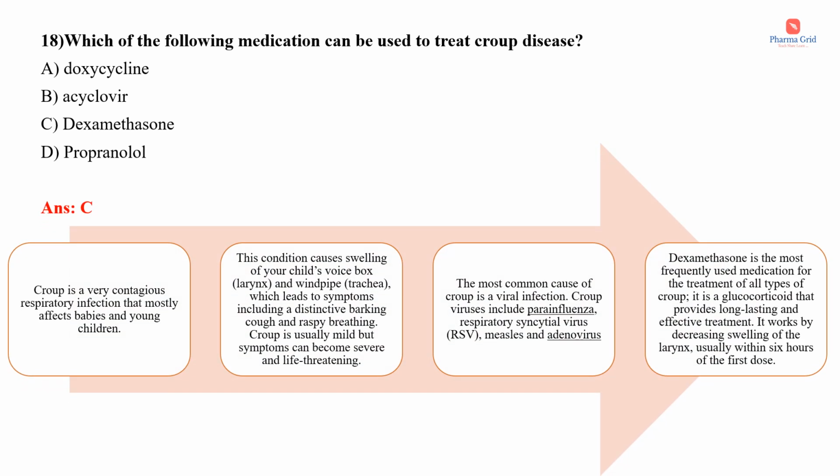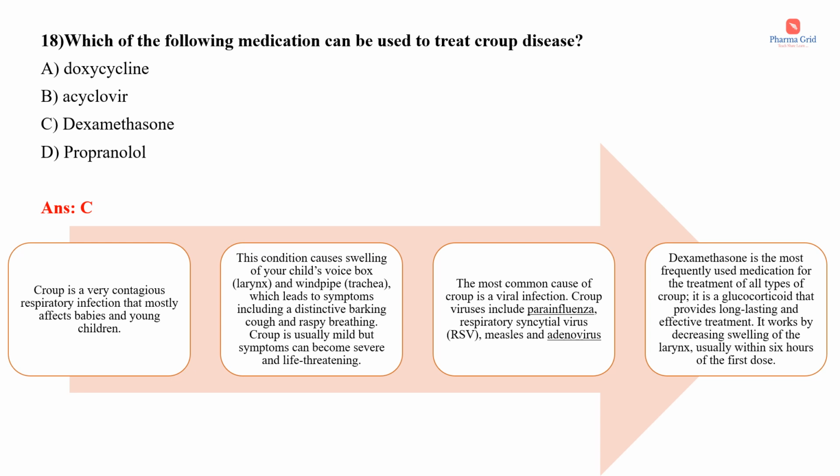Croup disease is a very contagious respiratory infection that most commonly affects babies and young children. This condition causes swelling of your child's voice box, that is the larynx, and windpipe, which is the trachea, which leads to symptoms including a distinctive barking cough and raspy breathing. Croup is usually mild, but symptoms can become severe and life-threatening. The most common cause of croup is a viral infection. Croup viruses include parainfluenza, then respiratory syncytial virus, measles, and adenovirus.